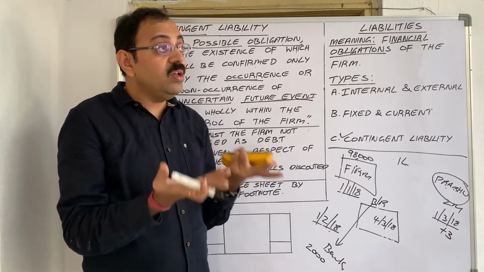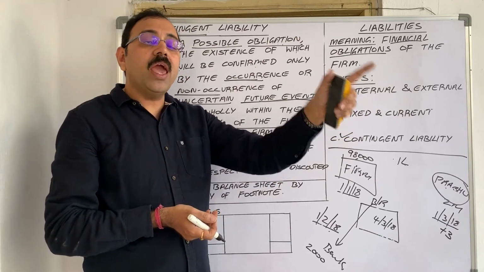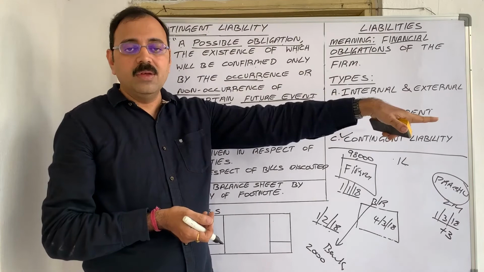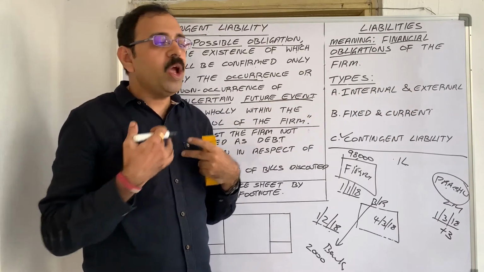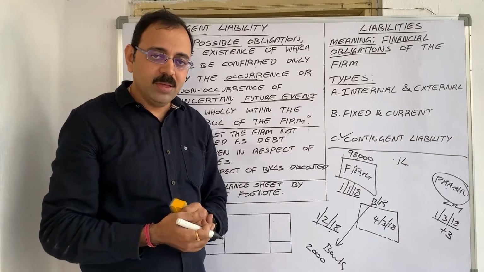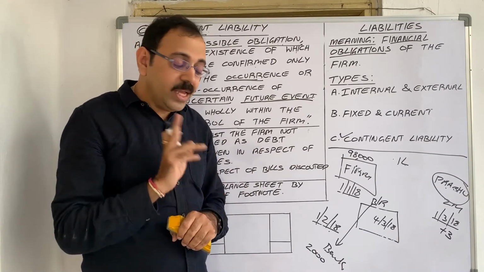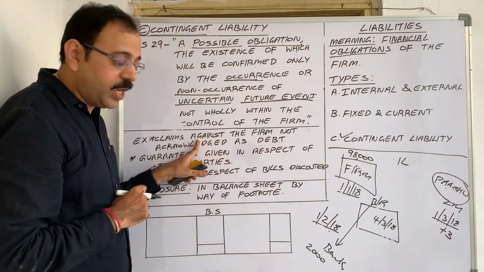Today it is one expected liability to me. If judgment comes against the customer, then I need not pay compensation to the customer. It is not a liability to me. So today the chances are 50-50. It is called a contingent liability.